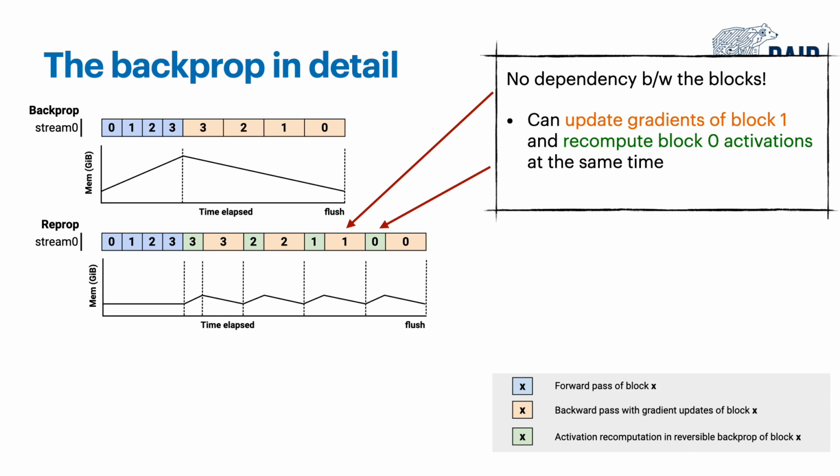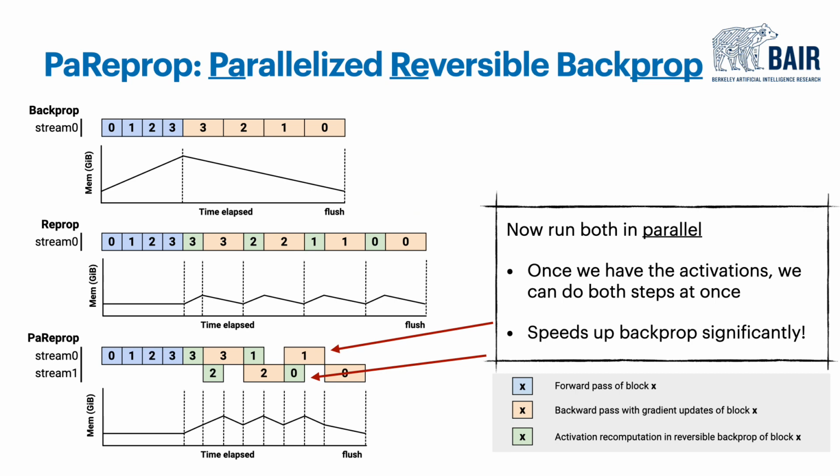However, there is a key detail here, which is that there is no dependency between these two blocks. For example, once I recover the activations of block 1, I can both update the gradients of block 1 and recompute block 0's activations at the same exact time. This inspires our method, PaReprop, Parallelized Reversible Backpropagation. Our insight is to run both of these in parallel, since once we have the activations, we can do both steps at once. And this will speed up our backpropagation significantly.